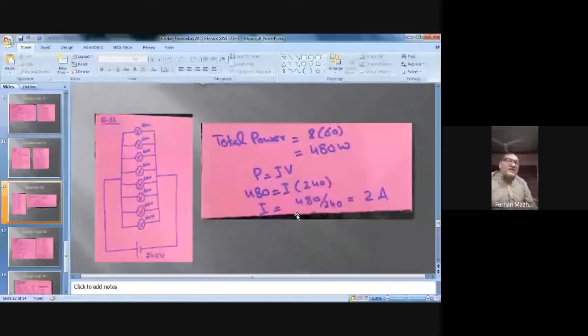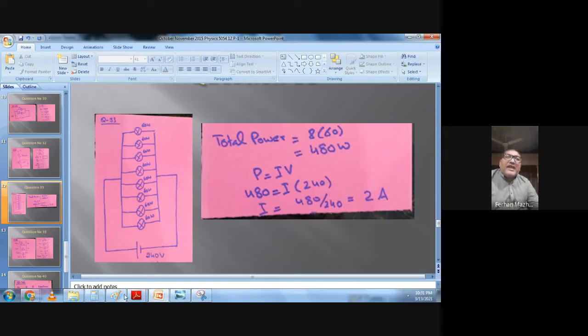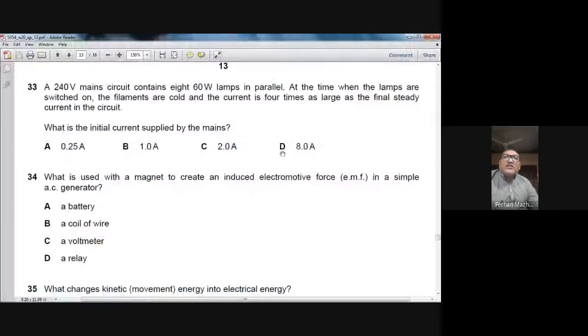But this is the current when the lamps have started working. When the lamps have become hot, this is the steady current flowing through them, that's 2 amperes. But he says that the moment I switch them on, the lamps were cold and the current which flowed through the circuit was 4 times this current which we have got from the calculation. So you multiply 2 with 4, it will become 8. So D is the option.